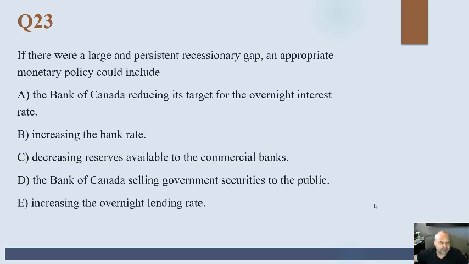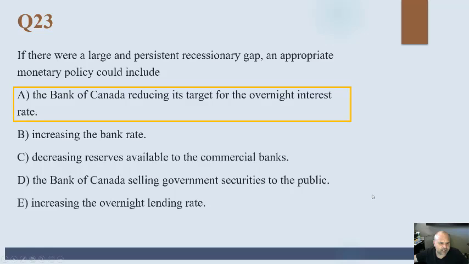Suppose there were a large and persistent recessionary gap. An appropriate monetary policy would include which of the following? The correct answer is A. They would reduce the target for the overnight interest rate. That will stimulate investment spending, and it makes credit cheaper, so people would want to spend more.